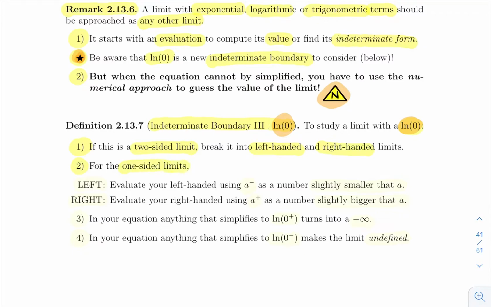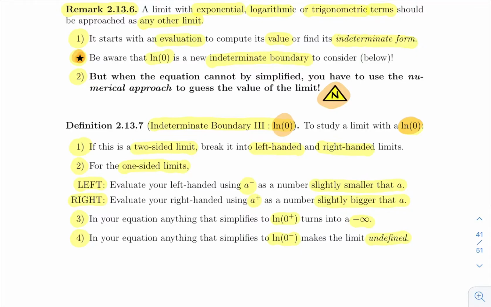For those one-sided limits, if you have a left limit to study, then you have the green light to plug in a minus, a symbol that represents something slightly smaller than a. And if you have a right limit, then you are allowed to plug in a plus, which represents a number slightly bigger than a. Then you evaluate your expression, and there are two possible outputs. Your expression will either simplify to ln of 0 plus, which will blow up to minus infinity, or it will simplify to ln of 0 minus, and then that term is just undefined.